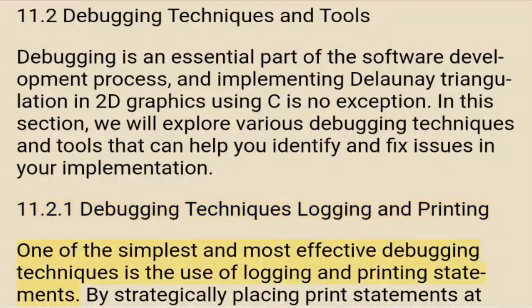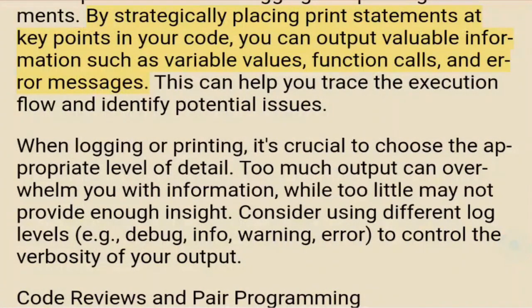Logging and Printing. One of the simplest and most effective debugging techniques is the use of logging and printing statements. By strategically placing print statements at key points in your code, you can output valuable information such as variable values, function calls, and error messages. This can help you trace the execution flow and identify potential issues. When logging or printing, it's crucial to choose the appropriate level of detail. Too much output can overwhelm you with information, while too little may not provide enough insight. Consider using different log levels, e.g., debug, info, warning, error, to control the verbosity of your output.